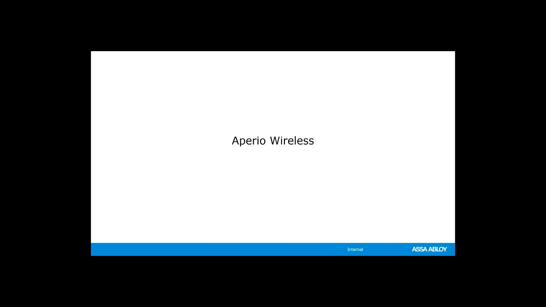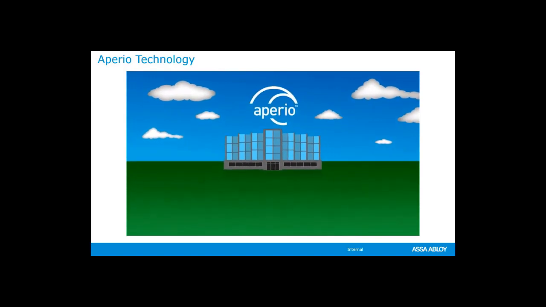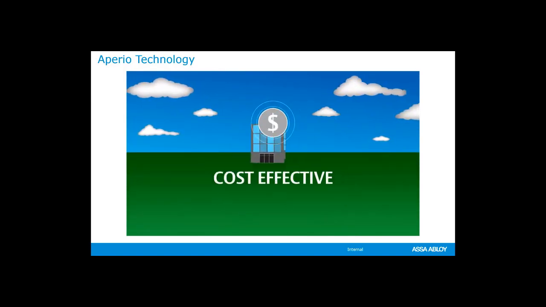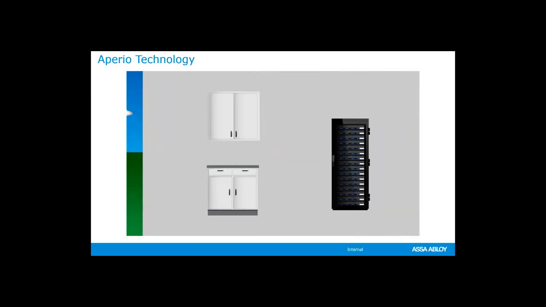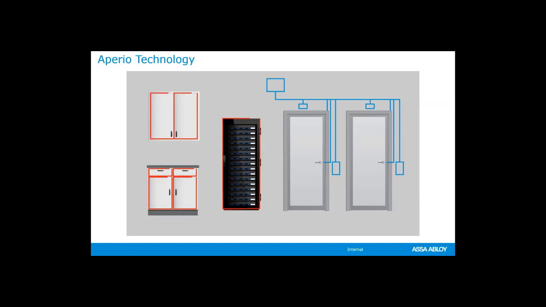Our next technology we're going to look at is called Apereo. Apereo is a smart solution that offers several advantages to the security-minded and budget-stretched. First, it is truly easy to implement. Installing access control usually requires expensive and complex wiring around the door opening, and in many cases doesn't allow for non-traditional applications like cabinets and drawers.